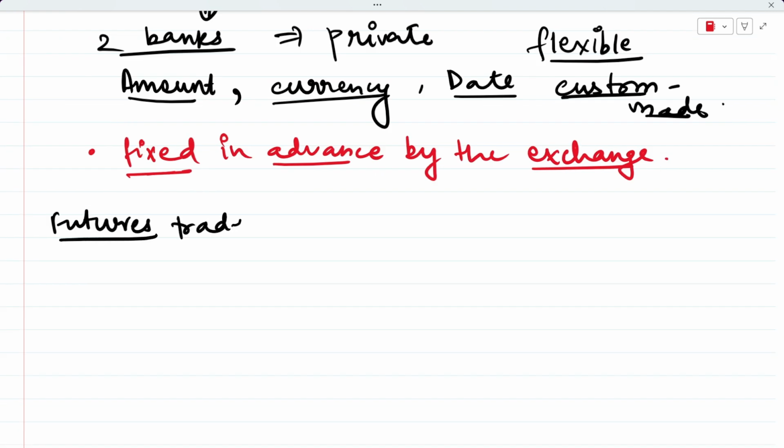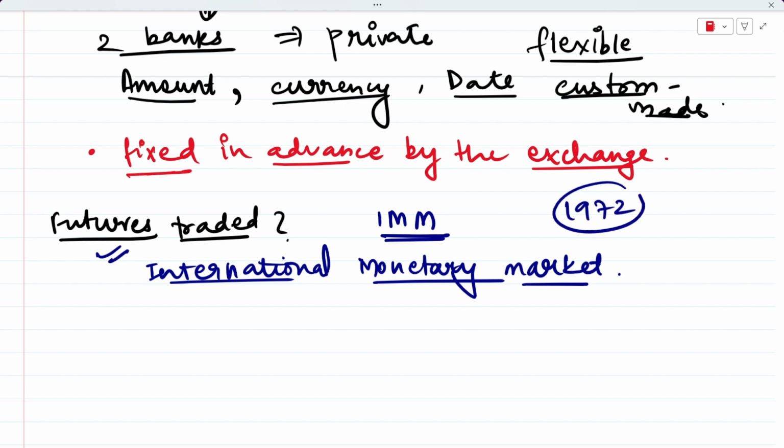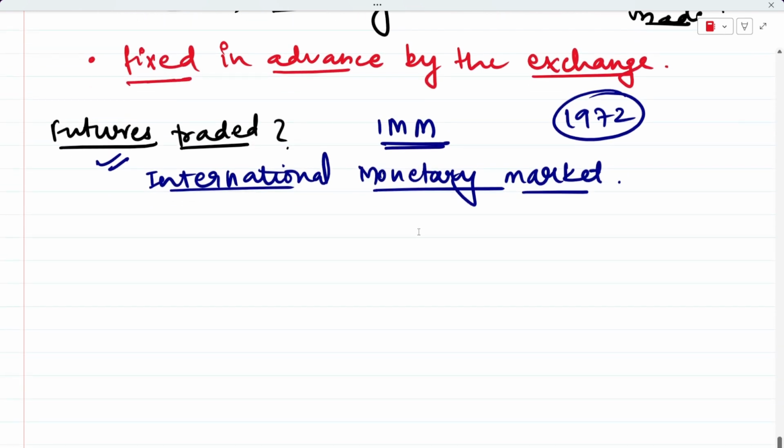Now we have a question: where are these futures traded? The most famous place is called the IMM, which is the International Monetary Market. IMM is the International Monetary Market where futures are traded. This started around 1972, and since then futures are being traded. Similar markets also exist in places like New York and London.